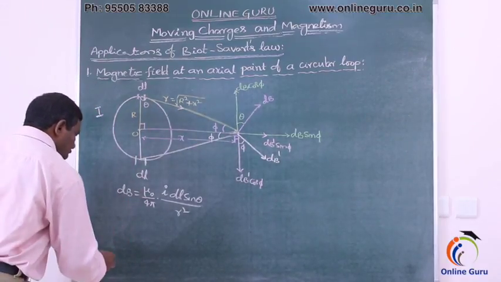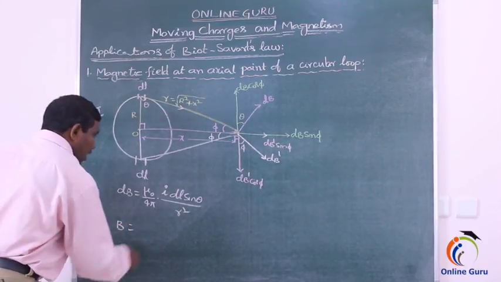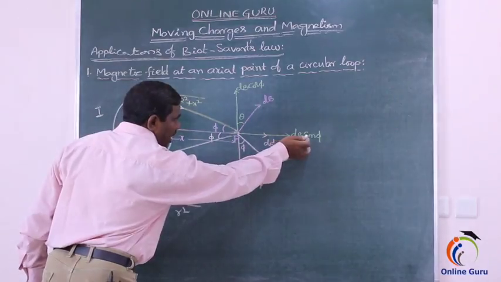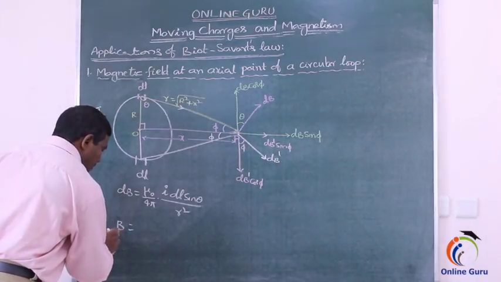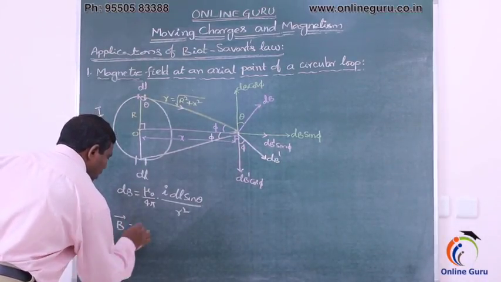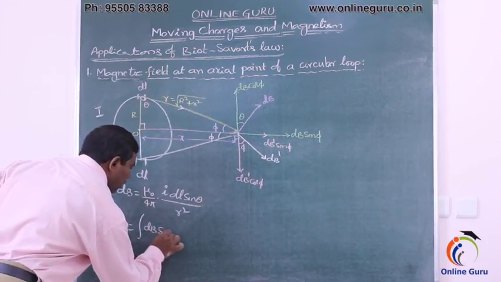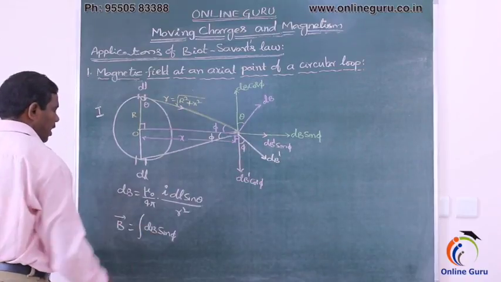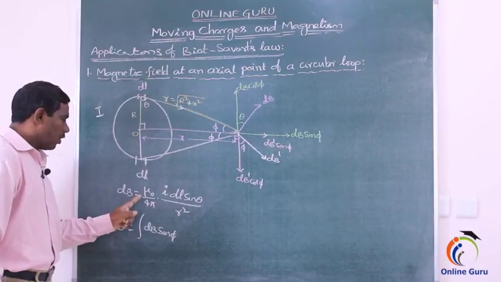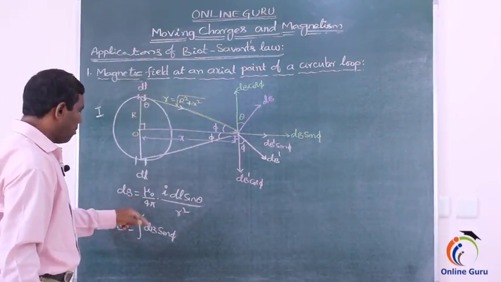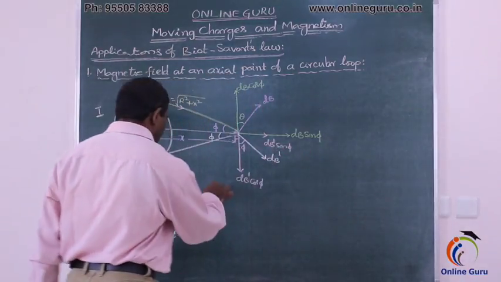Therefore, the total magnetic induction B is equal to that due to the vertical component of dB, that is dB sin phi. The total magnetic induction B is equal to the integral of dB sin phi. According to Biot-Savart's law, we know the value of dB. Then substitute it here, we get the magnetic induction.